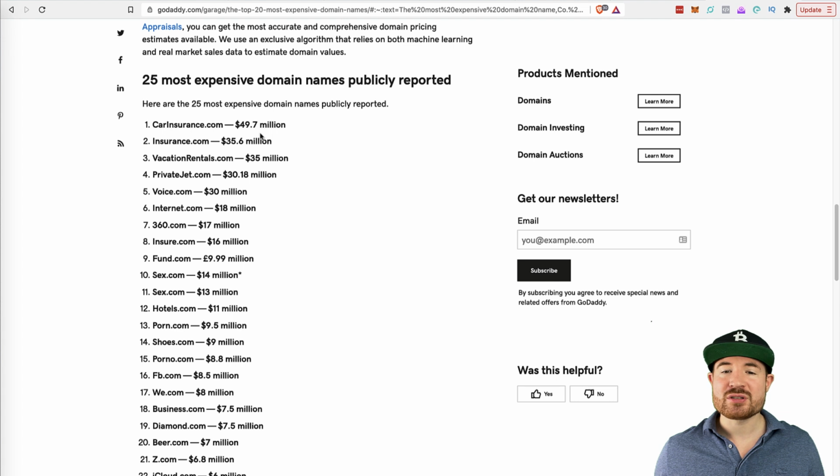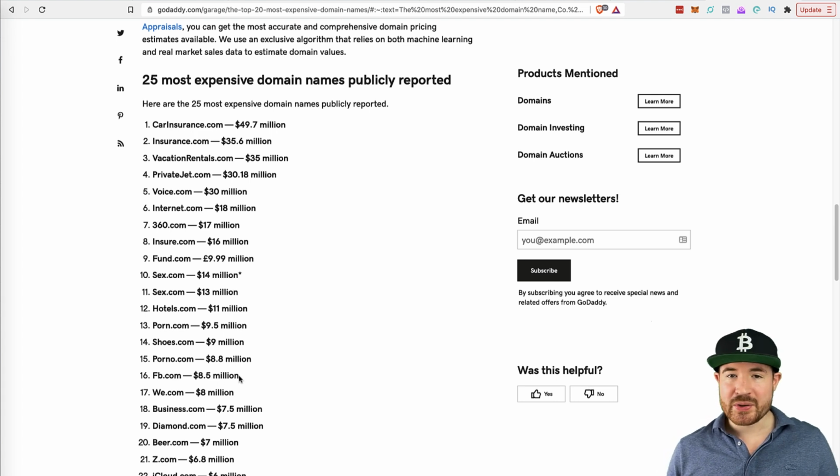You can see carinsurance.com, $49 million. Insurance.com, $35 million. Vacationrentals, $35 million. Privatejet.com, $30 million. Voice.com, $30 million. Internet.com, $18 million. So you can see millions and millions and millions of dollars for domain names. And that's because you can consider it an asset, because obviously the most common domain extension is .com at this point in time.